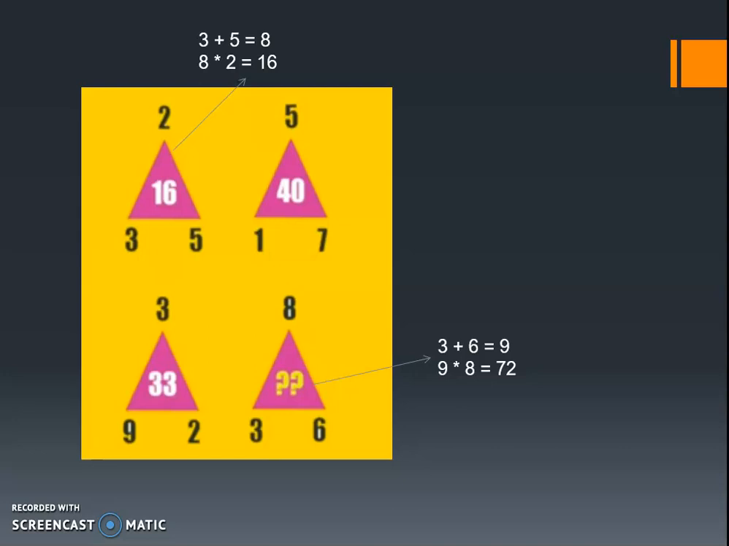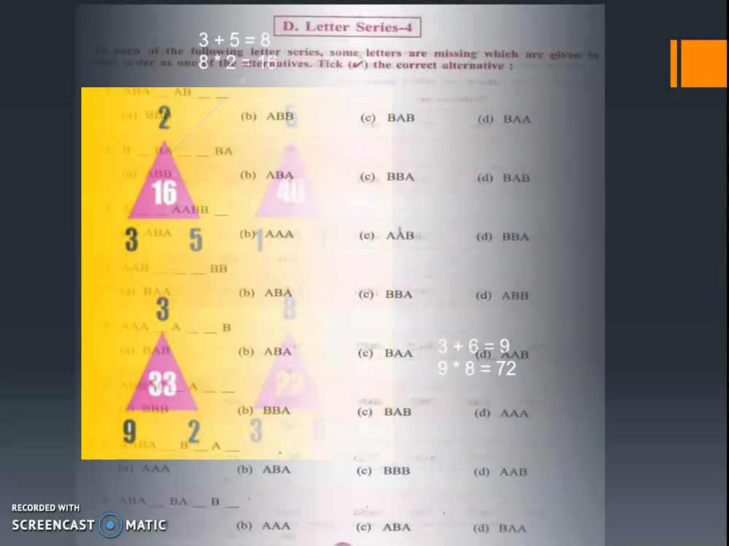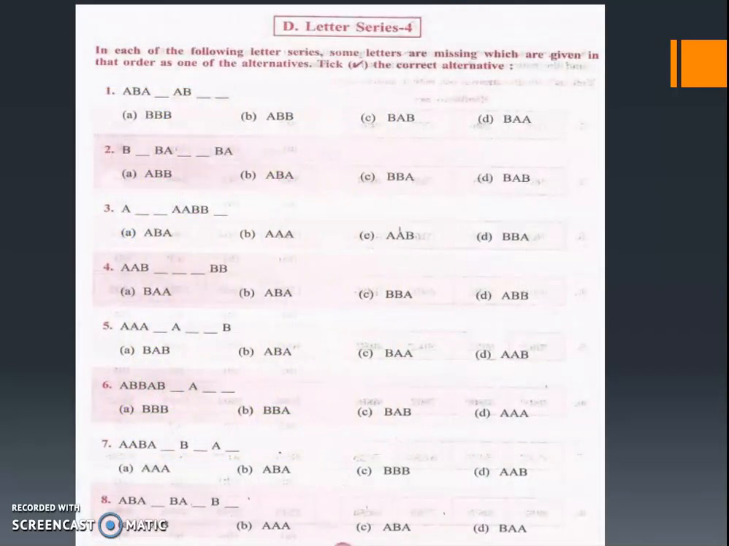So we have just seen three series, right? So here we are coming to the fourth one. See, in each of the following letter series, some letters are missing, which are given in that order as one of the alternatives. So what they ask here is that one letter, two letters, three letters are missing, right? So those three letters are mentioned like this. So you have to identify the answer and mention it over here.